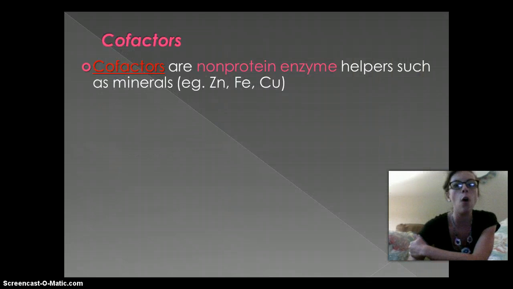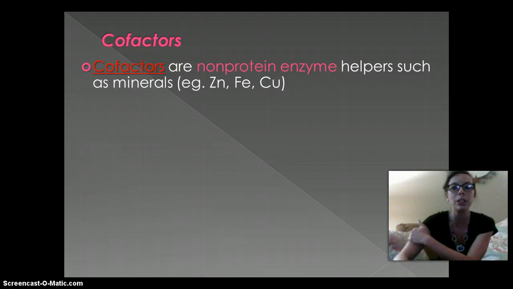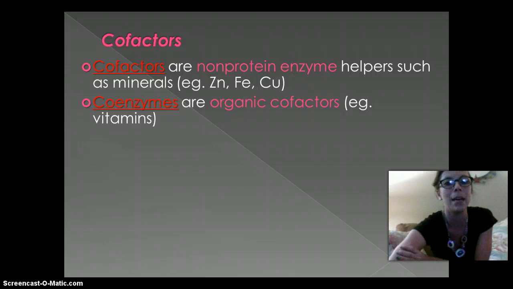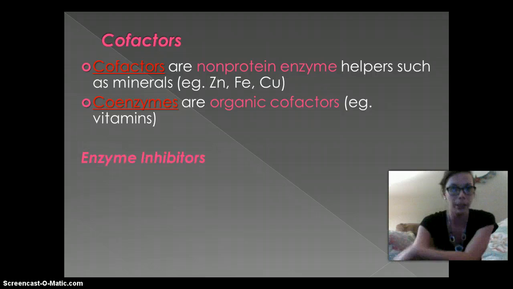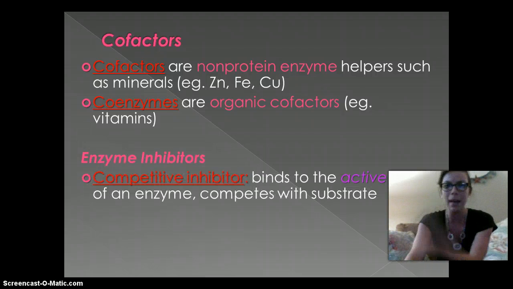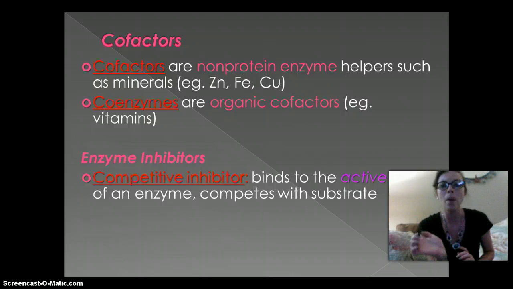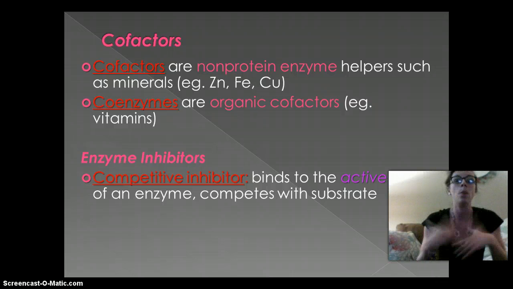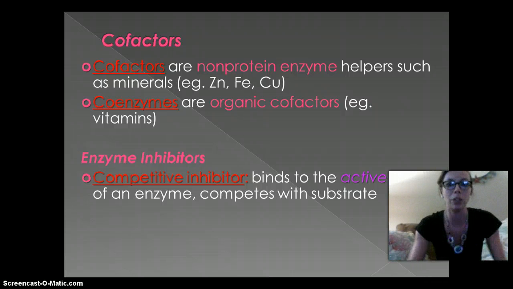So there are cofactors, and these are helpers to enzymes, and they could be minerals such as zinc, iron, and copper. Coenzymes are going to be organic cofactors such as vitamins, so they are helpers. And then we have what's called an enzyme inhibitor. And inhibitors are going to either bind to the active site or another part of the enzyme to change its shape, therefore the chemical reaction would not occur.